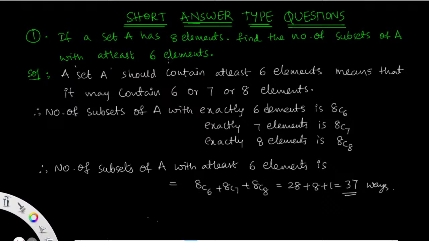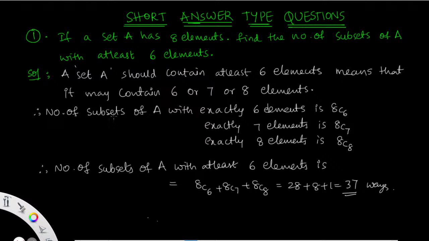If a set A has 8 elements, find the number of subsets of A with at least 6 elements. A set with 8 elements is given. At least 6 elements means that it may contain 6, 7 or 8 elements. Maximum is 8 elements, so we have to get 6 or 7 or 8 elements.